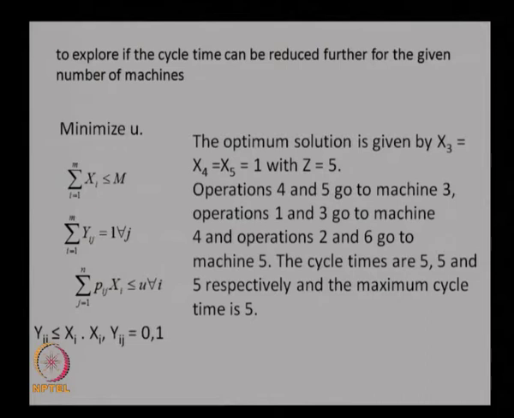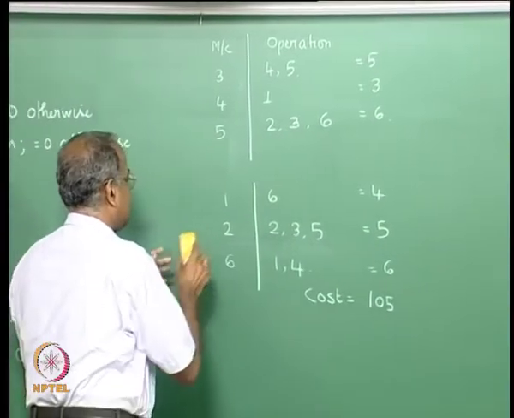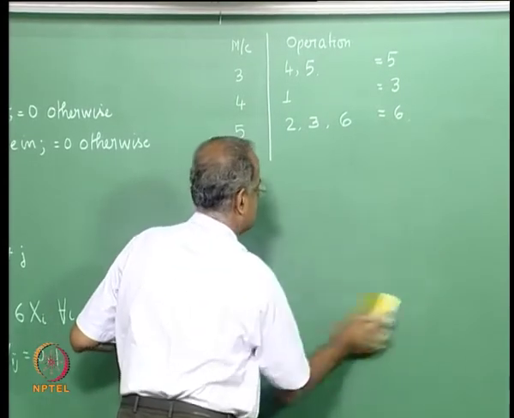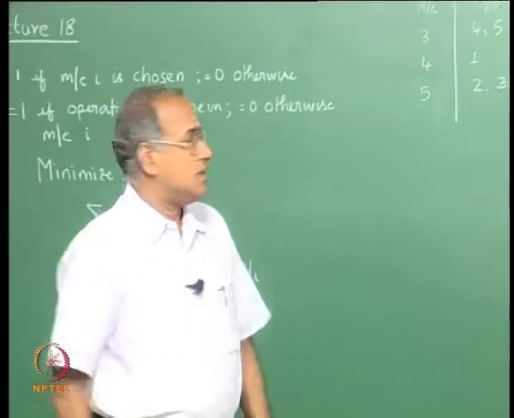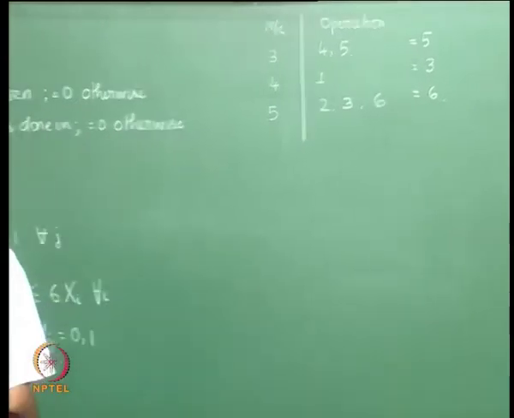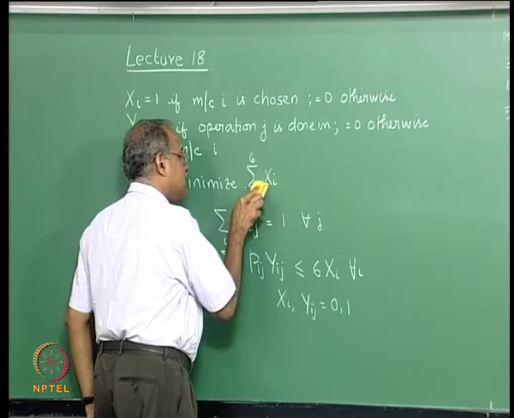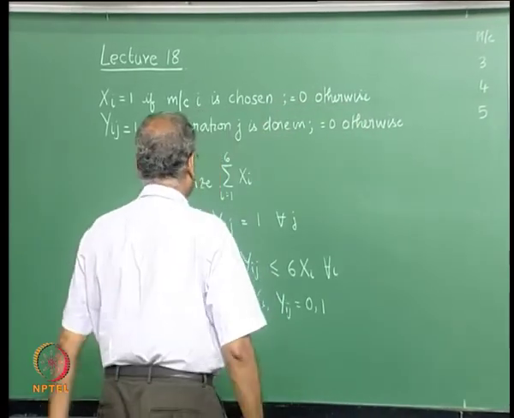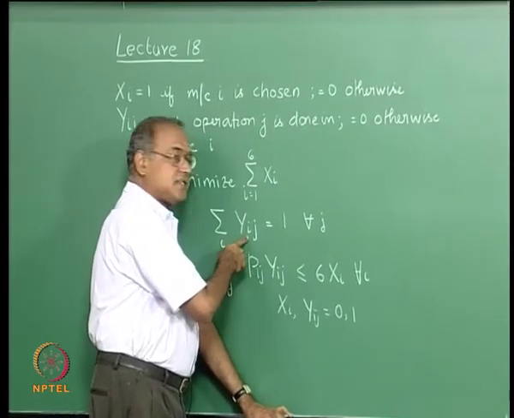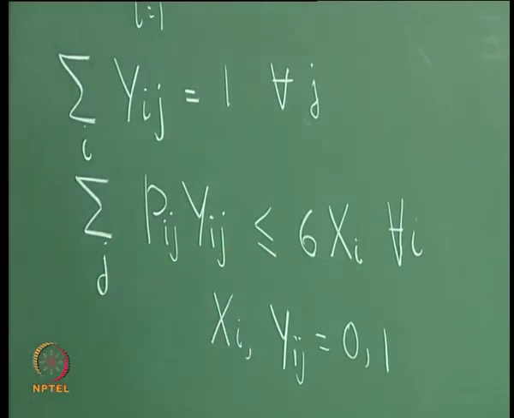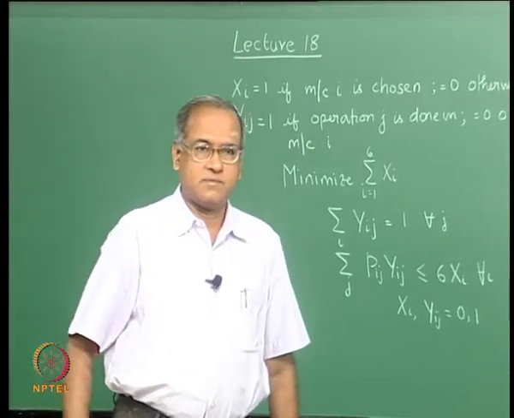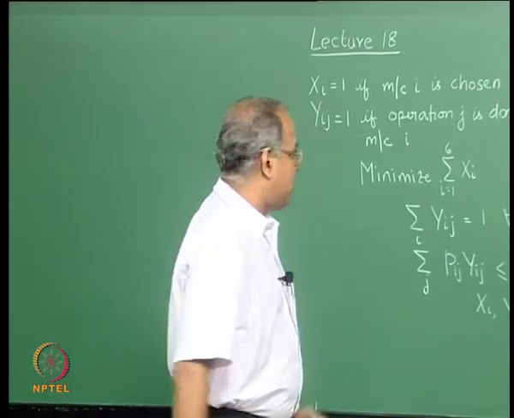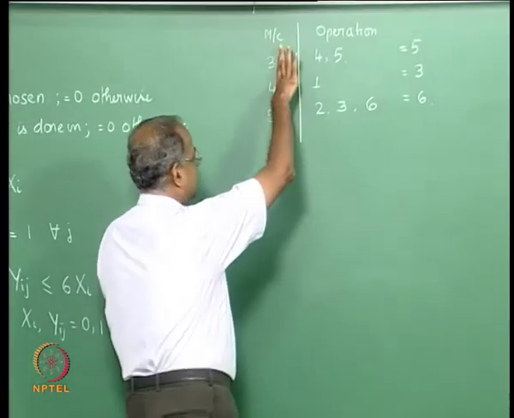The next one is this. Now, if we look at this solution, this solution did not consider the cost of buying these machines. This solution was for the problem that is given here, where there is no cost given. So, we minimized the total number of machines that are needed with a cycle time restriction of 6 and each operation is assigned to one machine. There is a cycle time restriction of 6 and we minimized the total number of machines that are required.